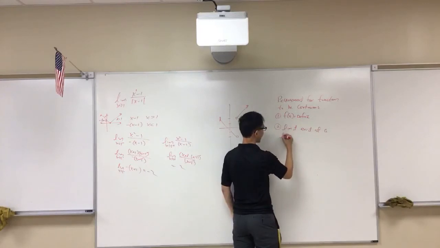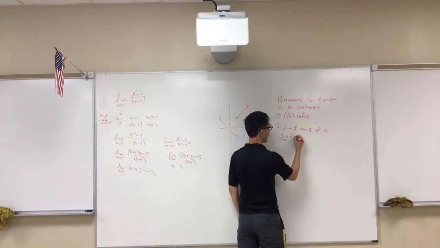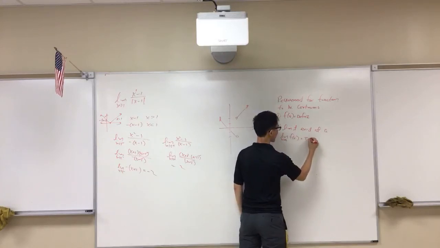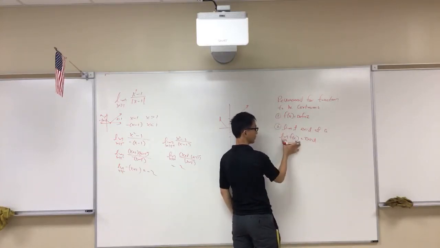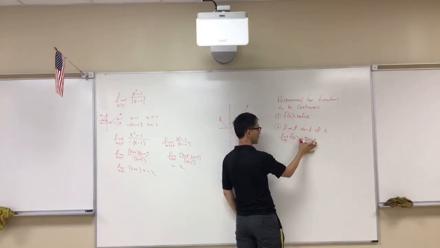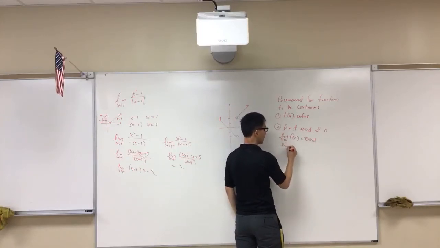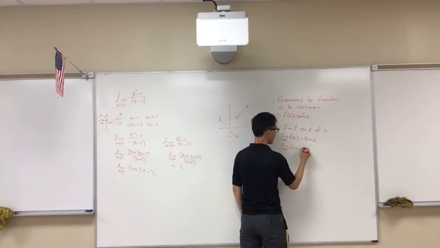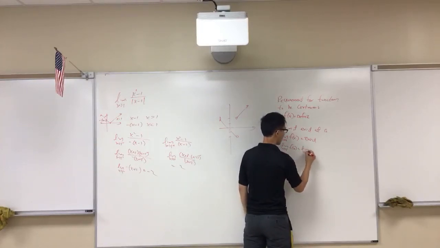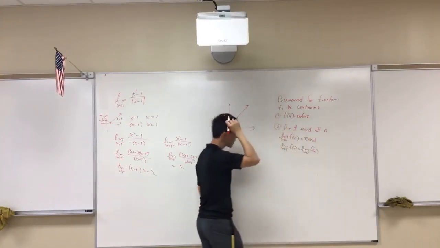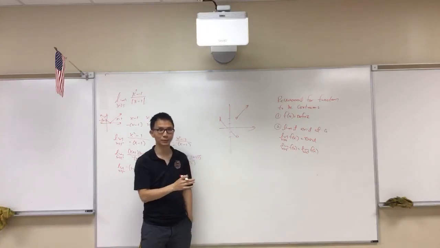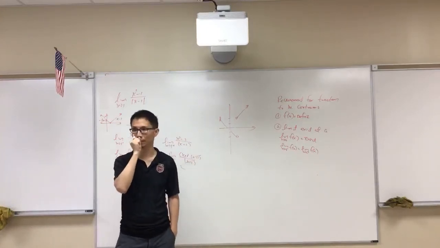So what does that mean? That means the limit as x approaches a of f of x has to exist. Right? So what does that mean? If the limit exists, that means the limit as x approaches a from the left side of f of x must equal the limit as x approaches a from the right side of f of x. Now, do you think that's enough for a function to be continuous?